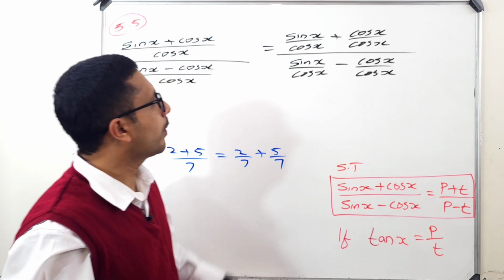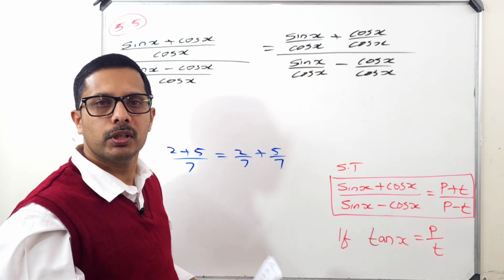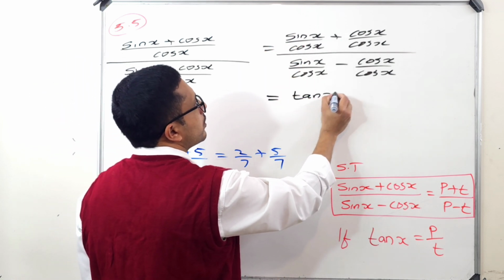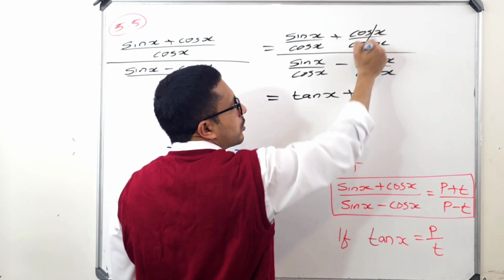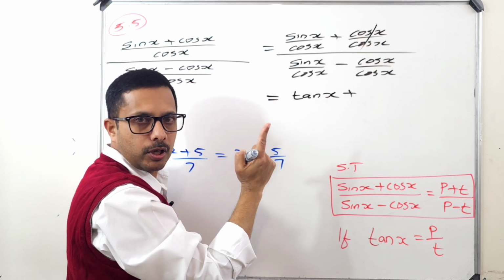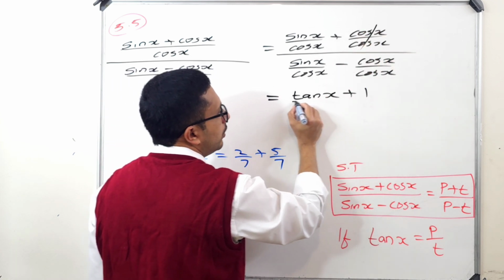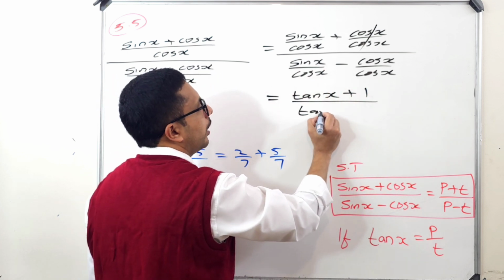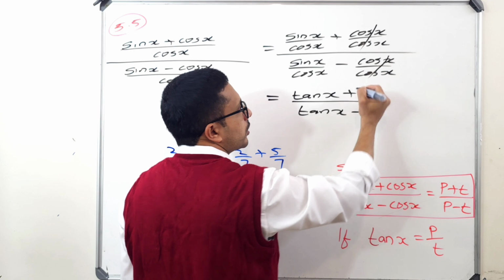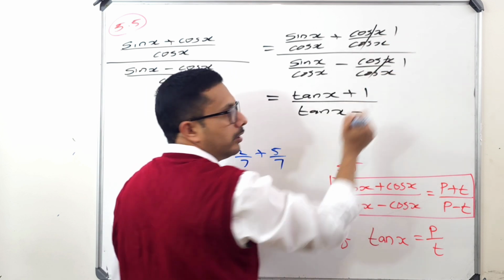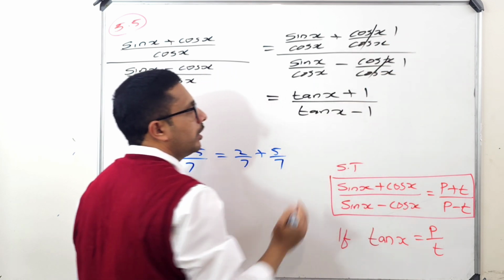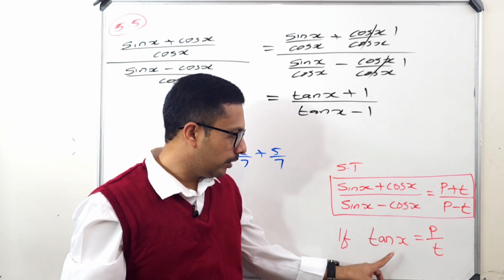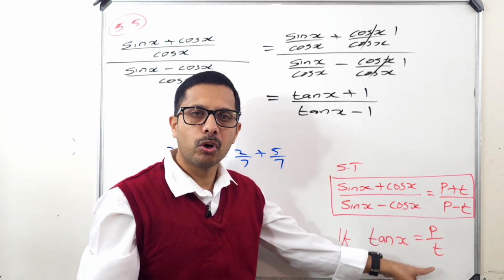Okay. Anyway, what is sin x by cos x now? Tan x. So this one is tan x plus, this cos x cancels and the answer is 1. So plus 1, divided by, here also tan x minus, cos x cancels and the remainder is 1. So tan x minus 1. Look at this one, given the question, what is tan x? p over t.